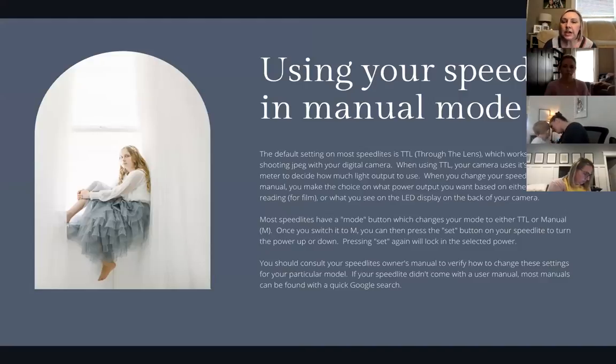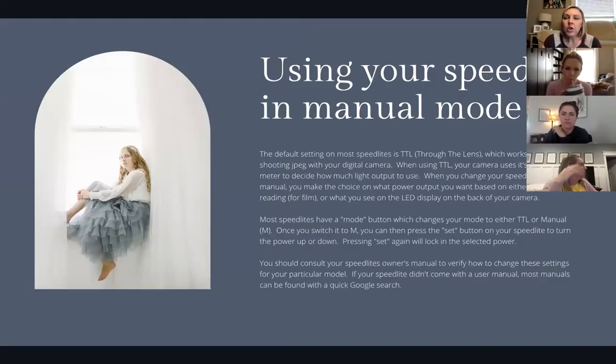When you're using TTL, your camera uses its built-in meter to decide how much light output to use with your flash. So it decides what power your flash is going to fire at. When you change your Speedlight's mode to manual, you make the choice on what power output you want based on your meter reading for film or what you see on the LED display on the back of your camera.